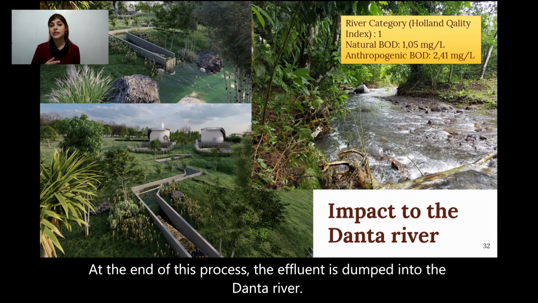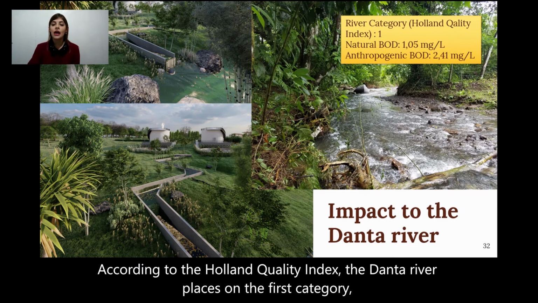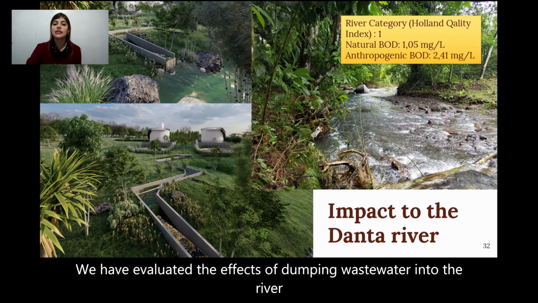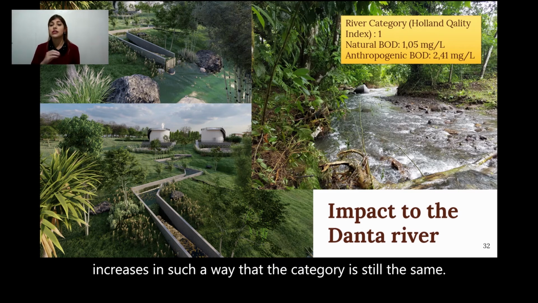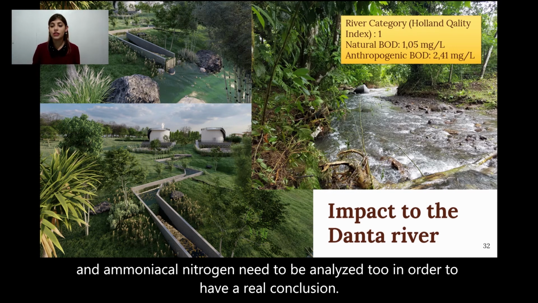At the end of this process, the effluent is dumped into the Danta River. However, it is vital to evaluate how this is going to affect the ecosystem. According to the Holland Quality Index, the Danta River places in the first category, being the best water quality. We have evaluated the effects of dumping wastewater into the river, and we have determined that the BOD in the river increases in such a way that the category is still the same. It's important to clarify that the anthropogenic dissolved oxygen and the ammoniacal nitrogen need to be analyzed too in order to have a real conclusion.